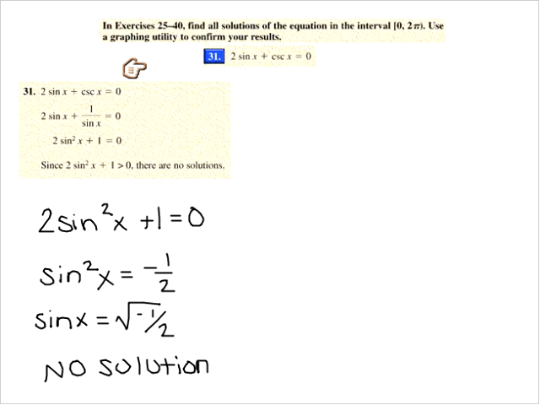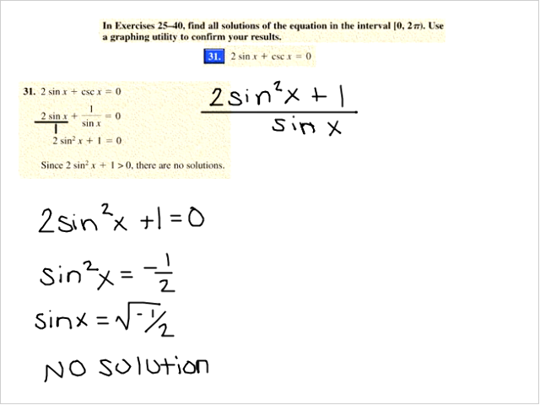Okay, here let's find also the solutions in the interval 0 to 2 pi. So I'm going to start by rewriting my problem. The cosecant x is the same thing as 1 over sine x. And then I'm going to get a common denominator so I can add those. I'd have to multiply each one by sine x, and when I do that, I get 2 sine squared x plus 1 all over sine x equals 0.